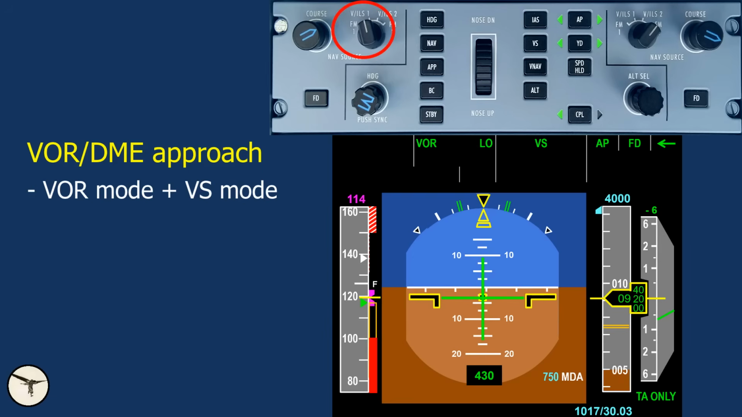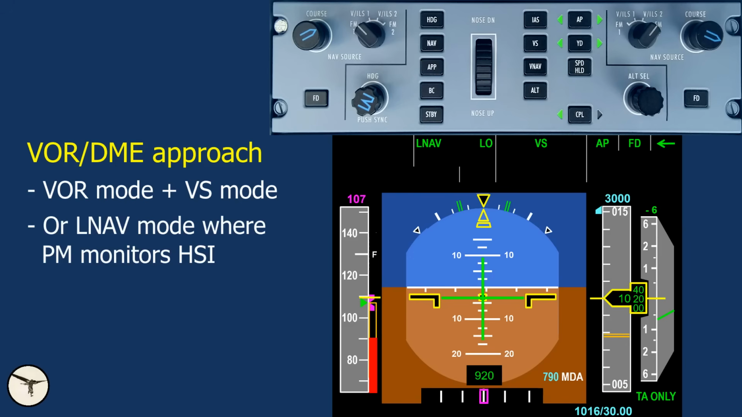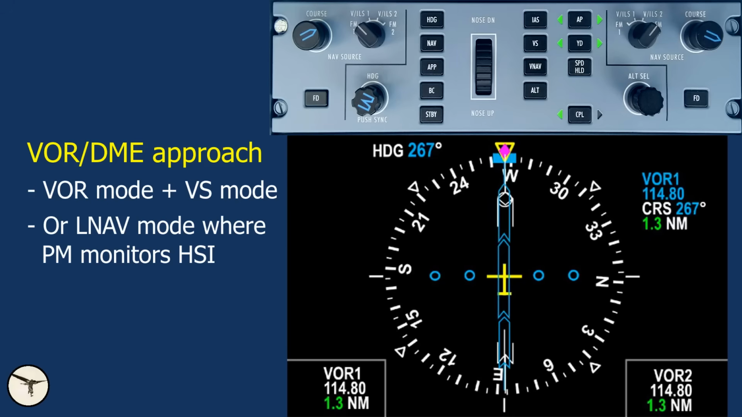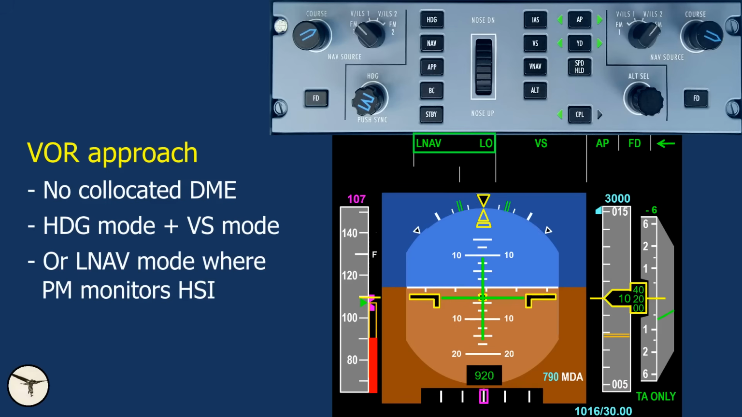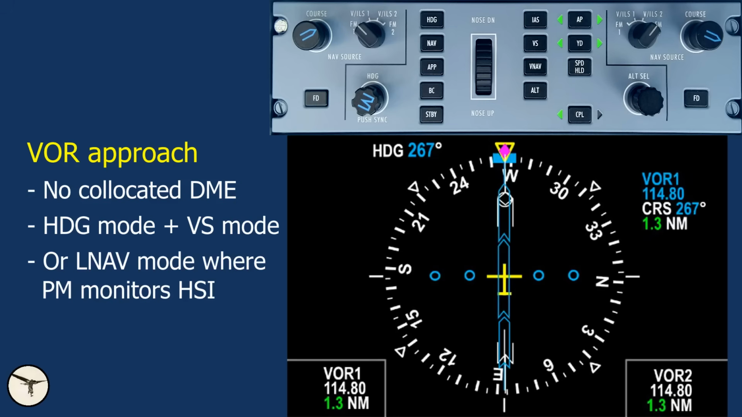A VOR-DME approach can be flown either using the VOR receiver and HSI or with LNAV, provided the pilot monitoring cross-checks the VOR on the HSI and confirms the aircraft remains within ±5 degrees on approach course. A VOR approach without a collocated DME cannot be flown using the autoflight system in navigation mode. Without knowing the distance, the flight director cannot calculate the correct heading corrections to intercept and track the VOR radial. Instead, you must use heading mode, or you can use the FMS in LNAV mode, while the pilot monitoring is monitoring the VOR on HSI.